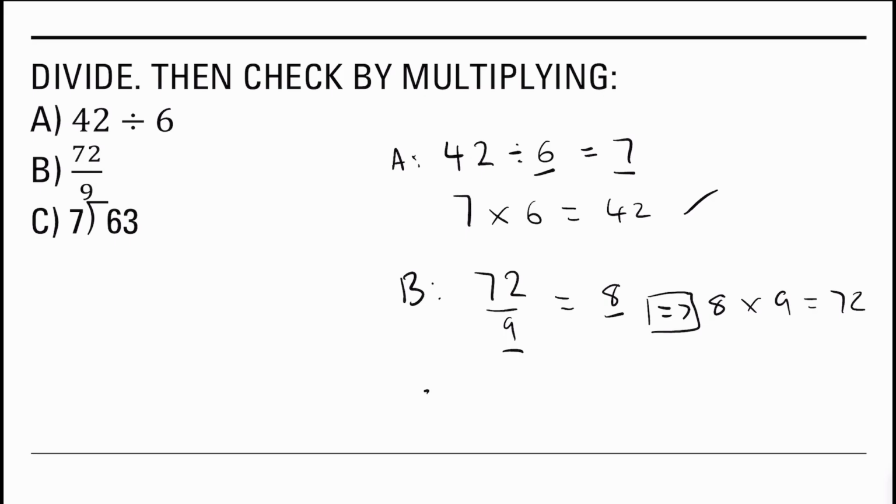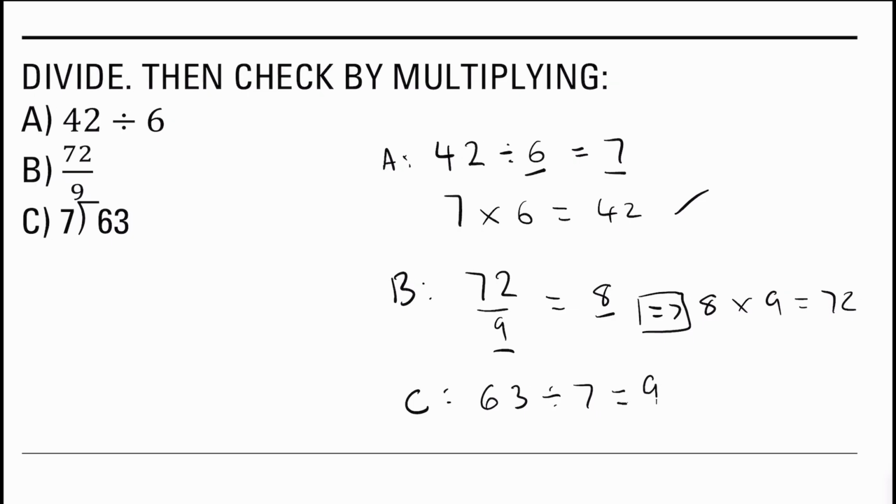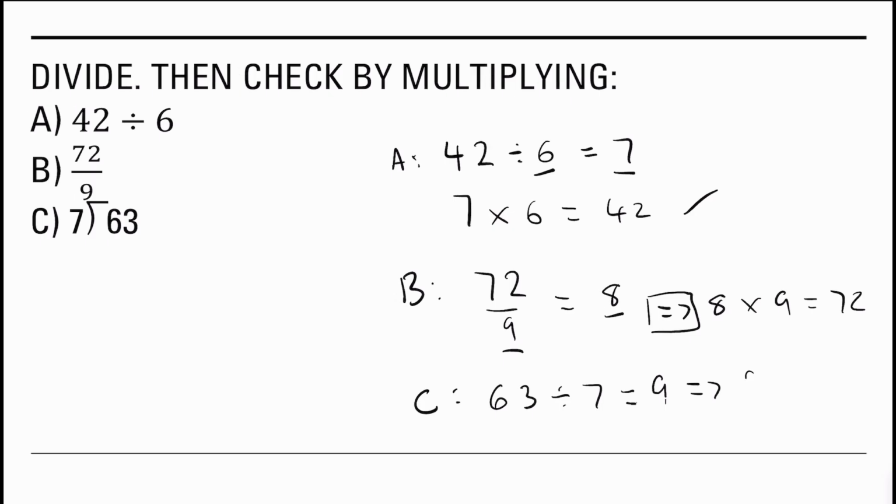And for C, same thing again, bit different notation. So I would rewrite this for now as 63 divided by 7. So I know that 63 divided by 7 is equal to 9. And so therefore 9 times 7 should equal 63. And that is correct, so I know I'm correct there.